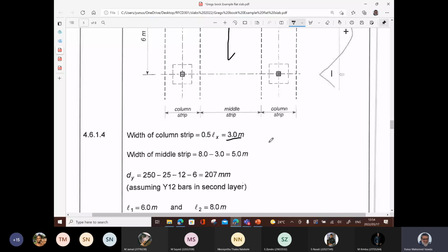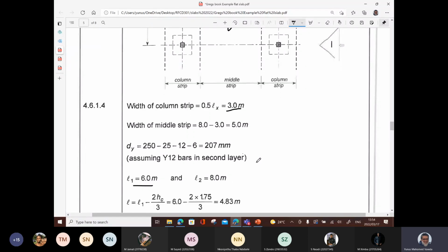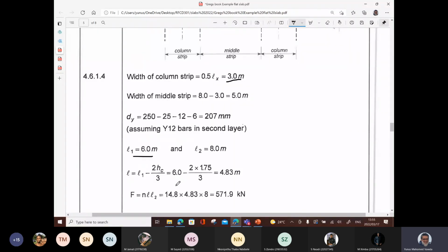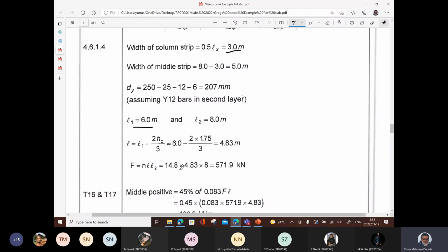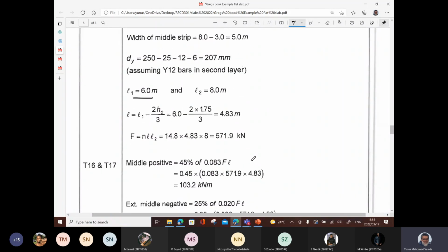All right, width of middle strip 5 meters. dy is 207, assuming 12 mm bars in the second layer. L1 is 6, L2 becomes 8. So now we get a new effective length, which is 4.83. So we go 14.8 times 4.83 times 8, 571.9. You notice this F is different to the F that we had before, 603 something, but that's how it's given to us.